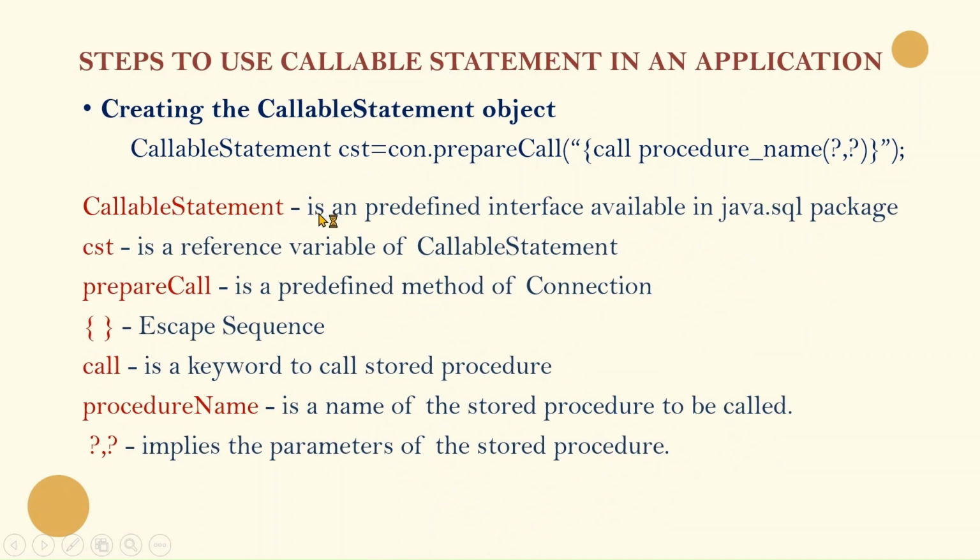Now CallableStatement is a predefined interface available in java.sql. CS is a reference variable of CallableStatement. prepareCall is a predefined method of Connection. It is an escape sequence. Call is a keyword to call the stored procedure. Procedure name is the name of the stored procedure to be called. And the question marks imply the parameters of the stored procedure.